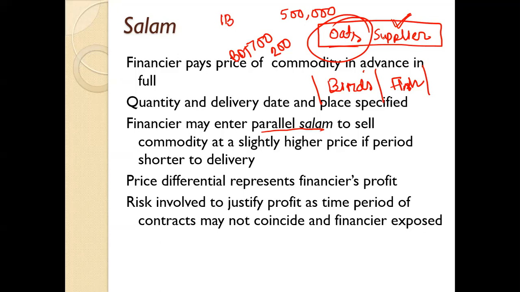Have you got it? However, if I mention, say, for example, fish cultivation from a hatchery, or from a chicken farm, in that case salam is okay. Salam is very much okay. Salam is permissible. Have you got it?